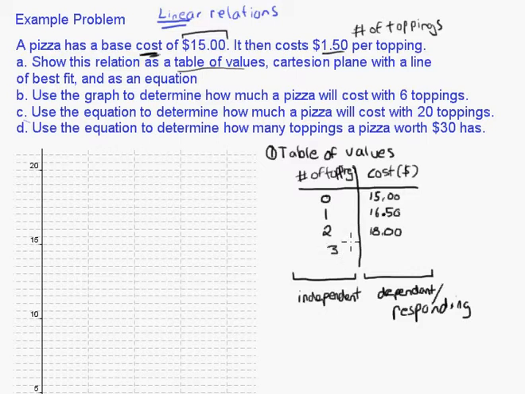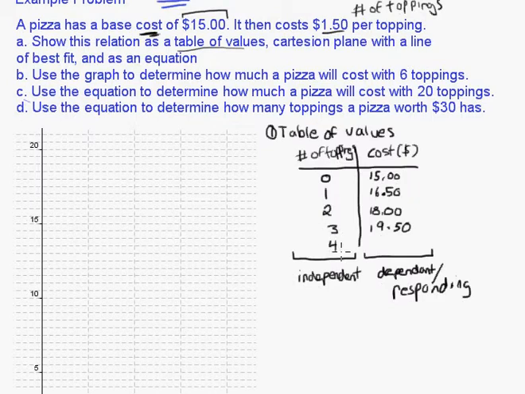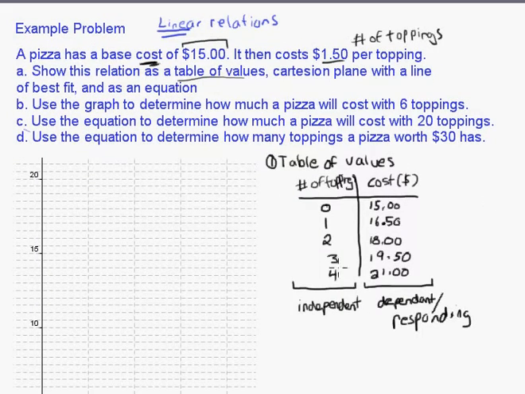And if I have 3, you can go on forever. You could do 4, 5, 6. I'm just going to do 3 here, so 3 is $19.50. Oh, why don't I do 4 as well? So for 4, we add $1.50 again, so it's $21. That is how we would express a linear relationship of number of toppings for the cost of a pizza in a table of values.